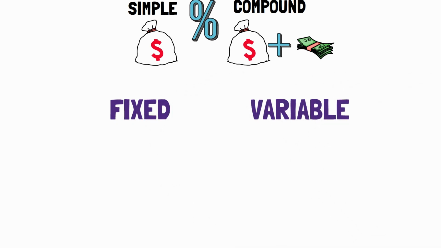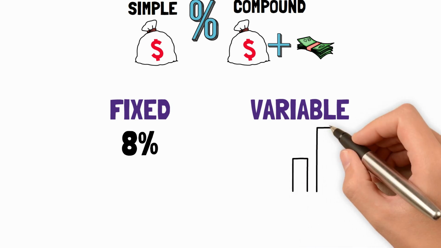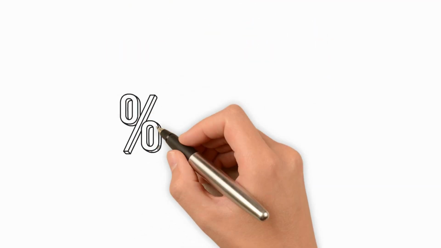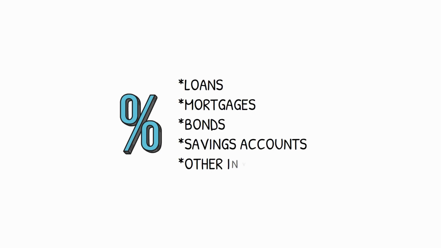A fixed interest rate remains the same throughout the term of the loan or investment, while a variable interest rate may change based on market conditions or other factors. Interest rates are used in various financial transactions, including loans, mortgages, bonds, savings accounts, and other investments. The interest rate is critical in determining the cost of borrowing money or the potential return on investment.